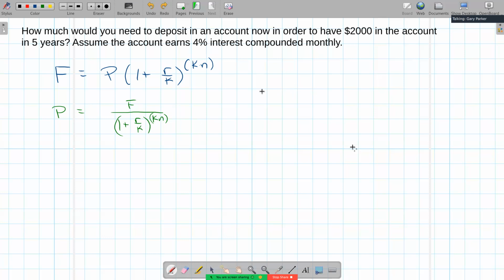So we have here, our future value is $2,000. We have a rate of 4%. Remember, percent is out of 100, so that would be 4/100ths. Our compounding period K is monthly, so that's 12. And we're going to do this for 5 years. So that is the number of years. So we're going to enter these values into this formula here because we want the present value knowing the future value.